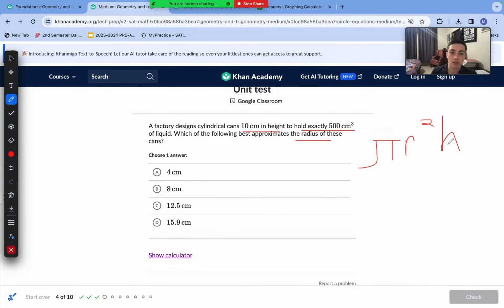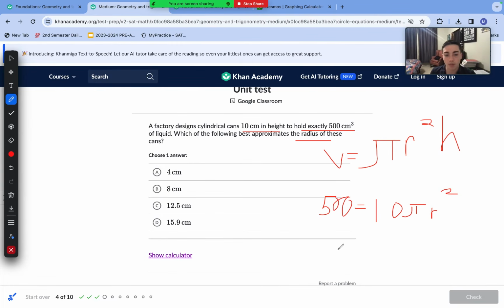So now we are going to V equals pi r squared h. We're going to substitute in unknown values and solve. H is 10 and V is 500. So we're left with 500 equals 10 pi r squared.